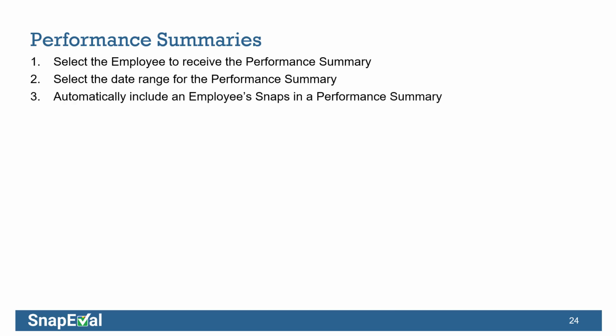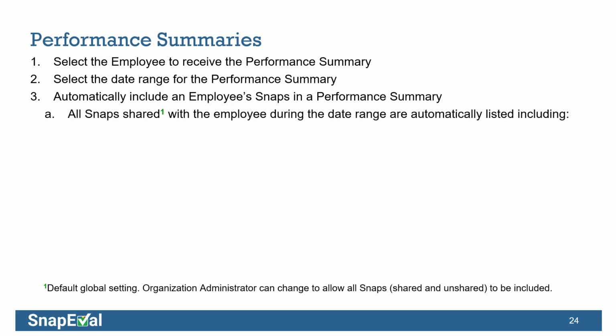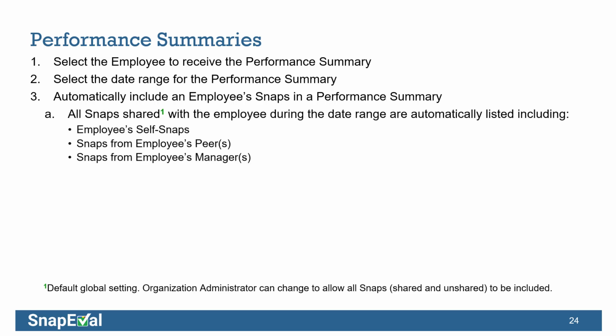As the next step, you're going to have a list of all of the snaps that the employee has received. Now, these are basically inclusive of self-snaps that the employee has done, snaps from the employee's peers, and snaps from the employee's managers. Now, the default setting in SnapEval is that these are only going to be snaps that have been actually shared with the employee. If a snap has never been shared with the employee, it doesn't show up on the list of snaps that could be included into a performance appraisal or performance summary for the employee.